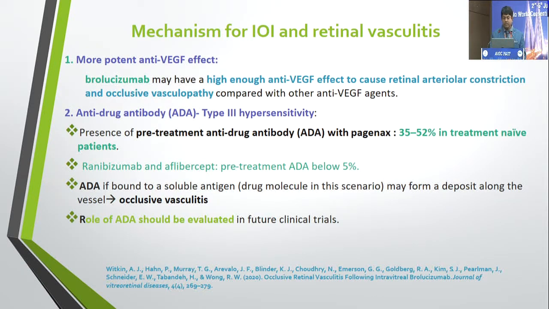There are multiple theories for the mechanism of this IOI and retinal vasculitis. The most common ones are the more potent anti-VEGF effect of brolucizumab compared to other anti-VEGF agents. Also, anti-drug antibody, which is a type 3 hypersensitivity reaction. Almost 50% of the patients had pre-treatment anti-drug antibody levels with Beovu compared to less than 5% with other anti-VEGFs. So this ADA is responsible for occlusive vasculitis. The role of ADA should be evaluated in future clinical trials.